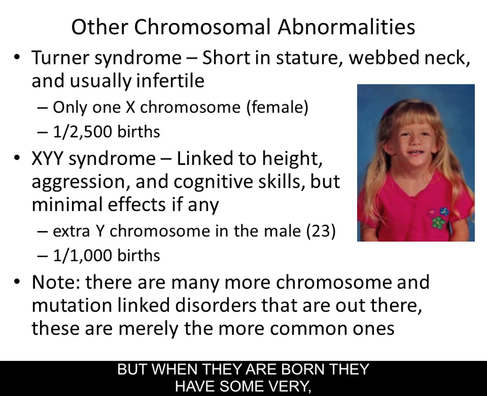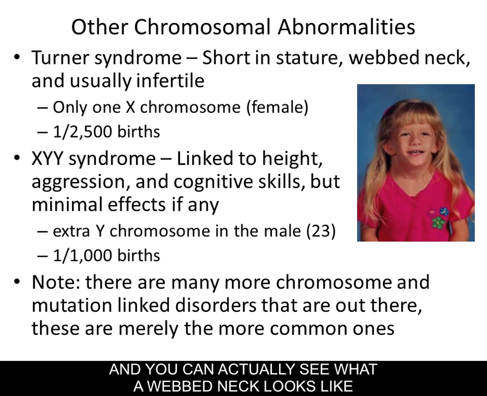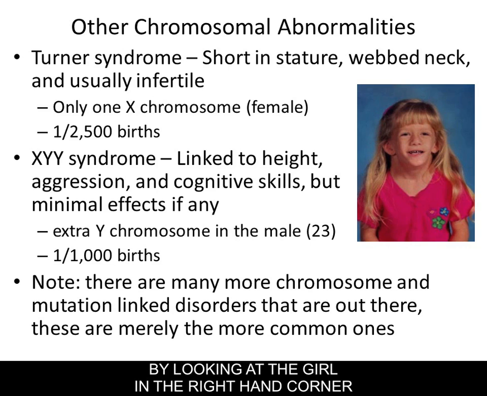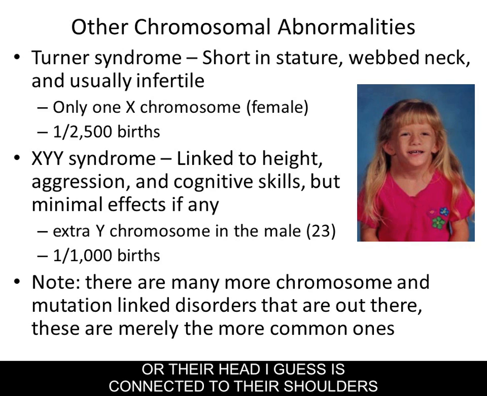But when they are born, they have some very, very recognizable physical abnormalities. Very often they're very short. They have what's called a webbed neck, and you can actually see what a webbed neck looks like by looking at the girl in the right-hand corner of your slide, where their neck is kind of connected to, or their head, I guess, is connected to their shoulders.